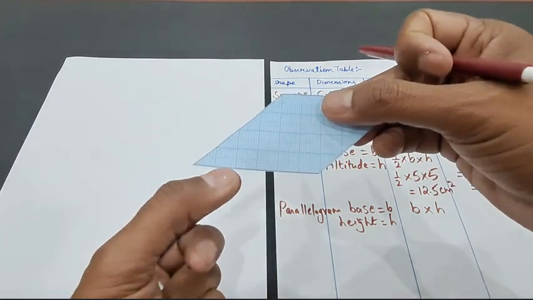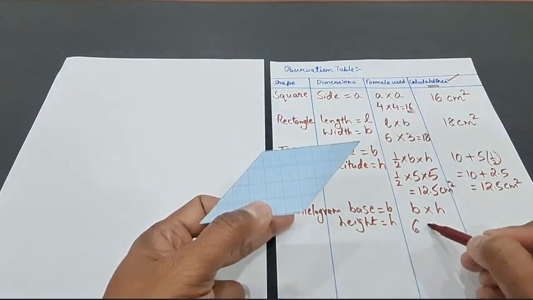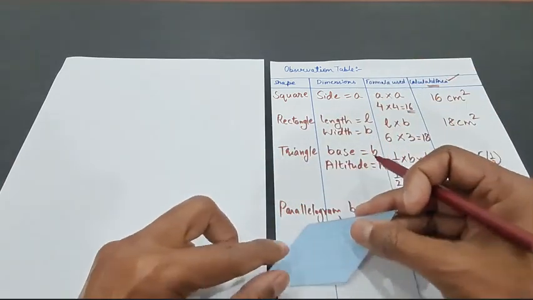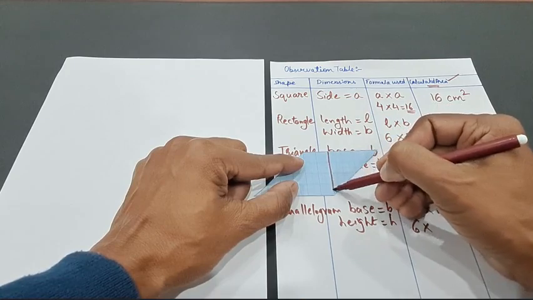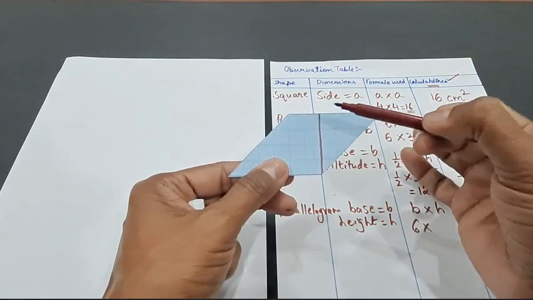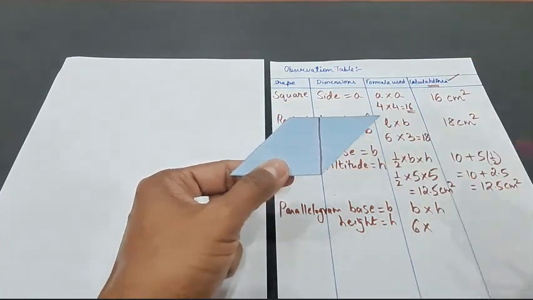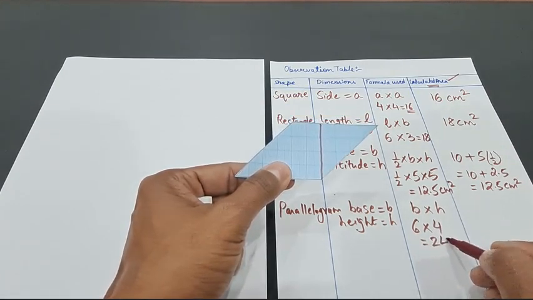So let's count along the base. 1, 2, 3, 4, 5, 6. So this is 6, and the height actually is this part, which I am darkening right now. This is the distance between the two parallel sides. So how much is this? 1, 2, 3, 4. So the area of this parallelogram comes out to be 24.